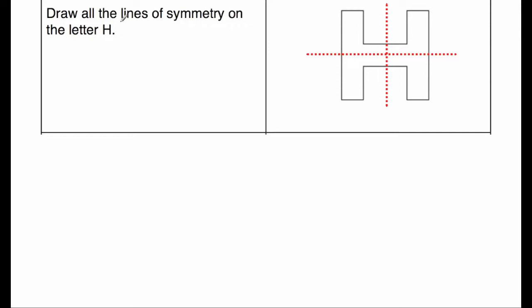Okay, next question. Our next question says to draw all the lines of symmetry on the letter H. So here we've got the letter H, and it would have two lines of symmetry, a vertical line of symmetry, and a horizontal line of symmetry.